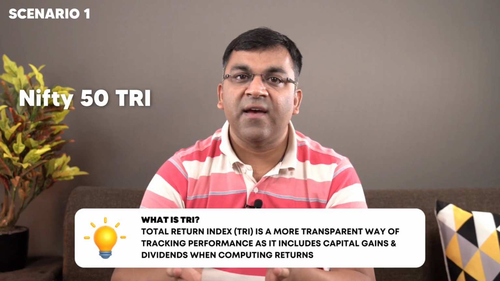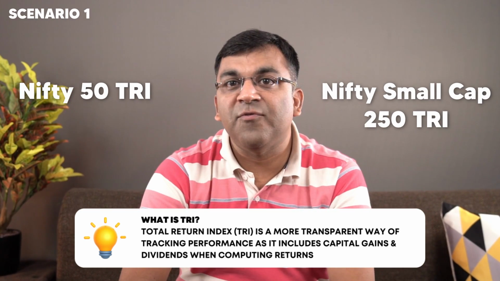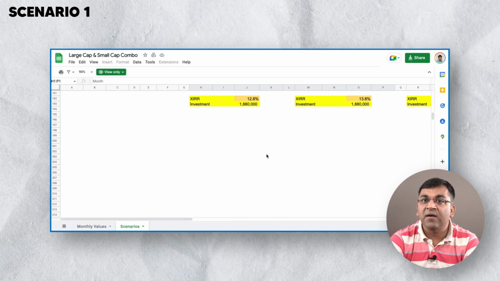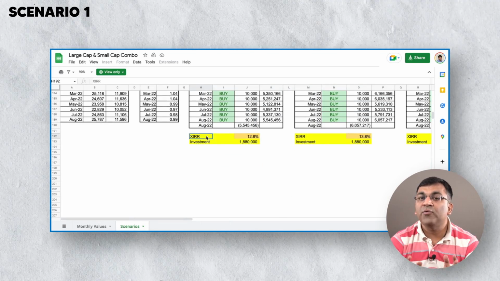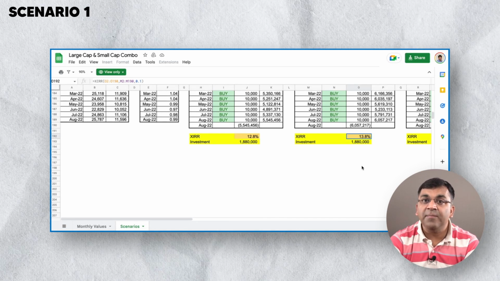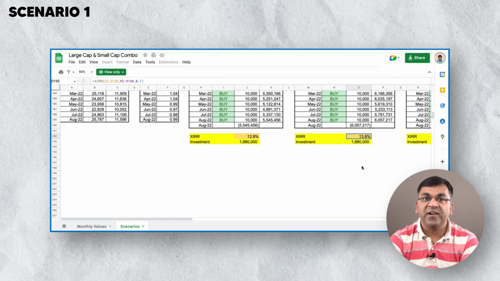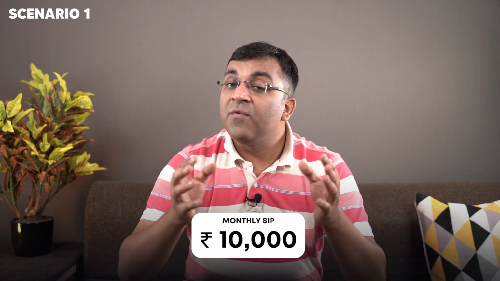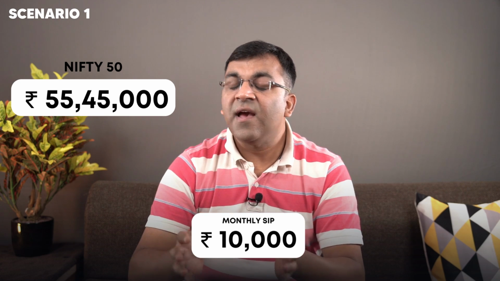Alright, now that the data is ready, let's look at some investing scenarios, starting with the most common one, that is, how did the Nifty 50 TRI and the Nifty Small Cap 250 TRI perform individually over these past 15 years. So on the Google Sheet, we go to the scenario 1 cell, and using the XIRR formula, we arrive at an annualized return of 12.8% for the Nifty 50 TRI and a CAGR of 13.8% for the Nifty Small Cap 250 TRI. In numbers, a 10,000 rupee monthly SIP over this time period would have grown to 55.5 lakhs when investing in the Nifty 50 and a little over 60 lakhs in the Small Cap 250 index.